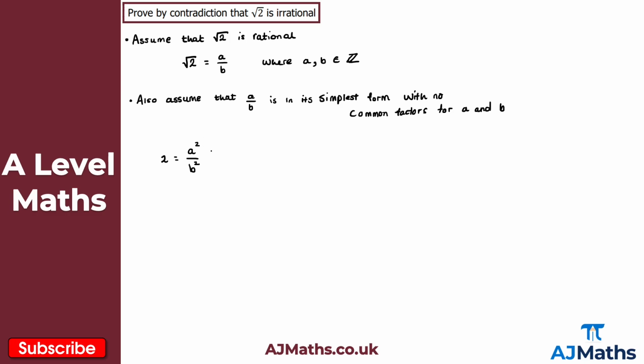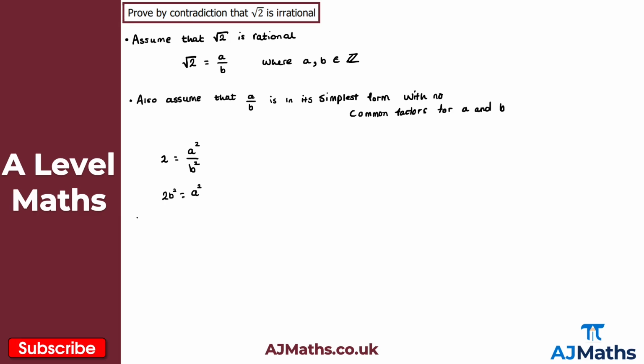What I'm going to do now is get rid of this fraction here. So to do that, I'm going to times both sides by b squared. So I get 2b squared is equal to a squared. Okay. So if a squared equals 2b squared, what that means then is a squared must be even.